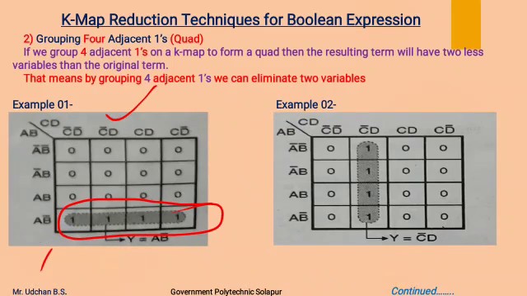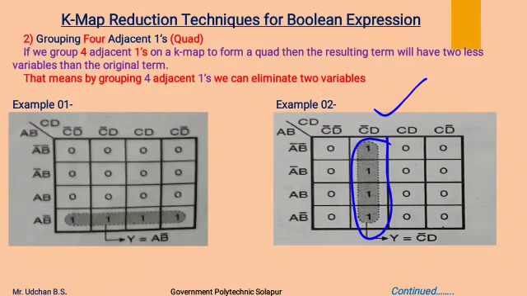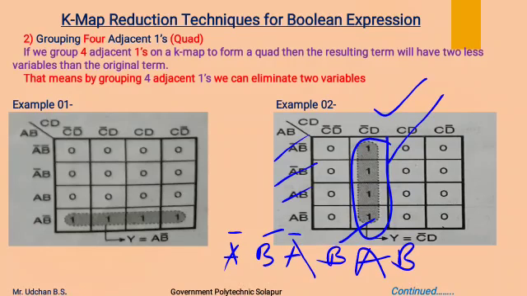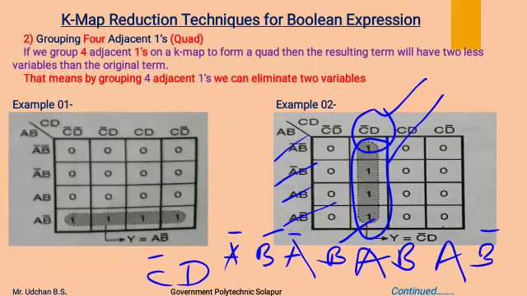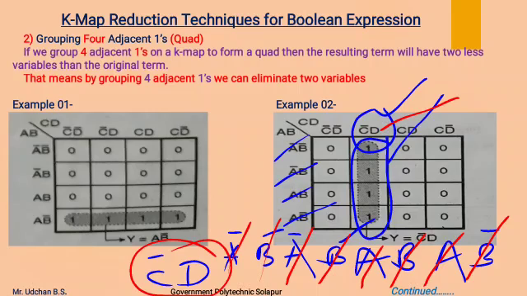Now after that, in the second example, these are the 4 ones which are adjacent to each other. We are going to form a group of 4 like this. Now the terms related to this quad are A bar, B bar, A bar, B, A, B and A, B bar, and the last one is C bar D. Now again if we observe, these 2 A bar get cancelled with these 2 A, this B bar gets cancelled with this B, and this B gets cancelled with this B bar. So the only term remaining is C bar D. So for this quad the term will be only C bar D.